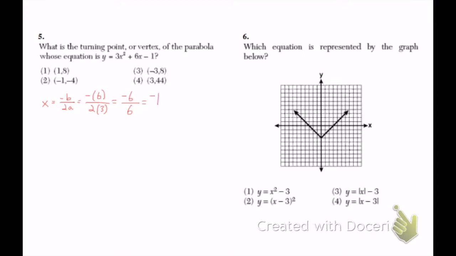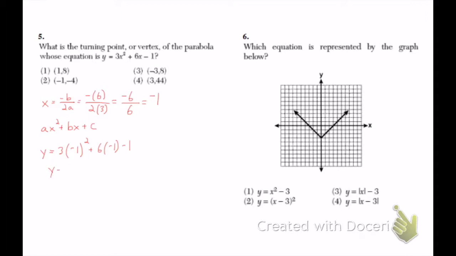Now, where do they get the a's and b's? Well, we remember that the standard form of a quadratic is ax squared plus bx plus c. Now, once we have the x value of our vertex, we can plug it in to get the y value of our vertex. So we have y equals, and we'll plug it right in. 3, substitute in our x as (-1) squared, plus 6 times -1, minus 1. So let's see what y equals.